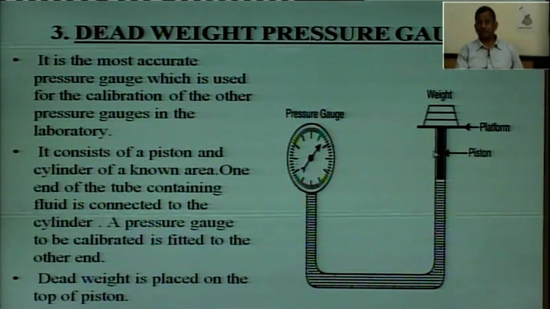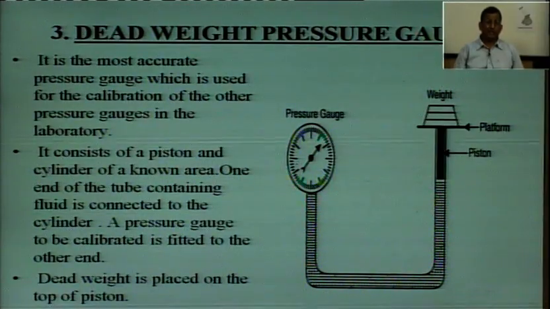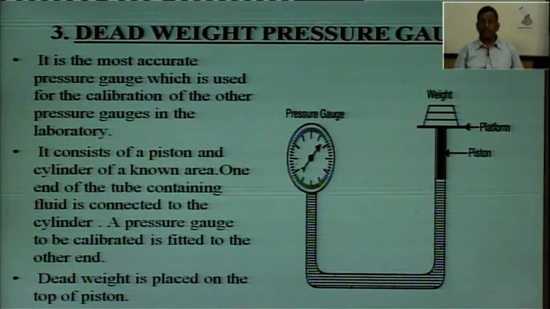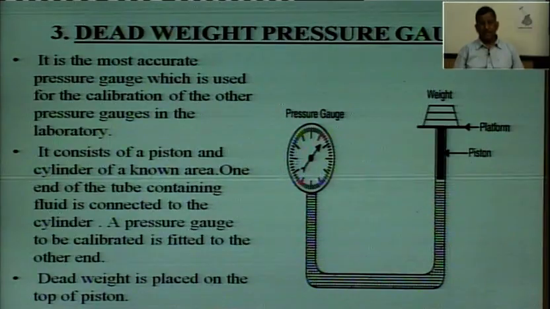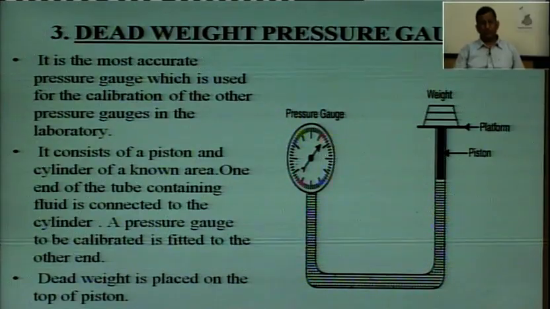Now this is a piston. So it is the most accurate pressure gauge, which is used for calibration of other pressure gauges in the laboratories. It consists of a piston and cylinder of known area. One end of the tube containing fluid is connected to a cylinder, and a pressure gauge to be calibrated is fitted to the other end. The dead weight is placed on the top of the piston.